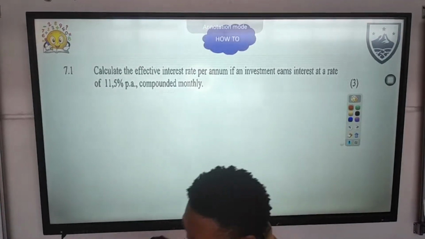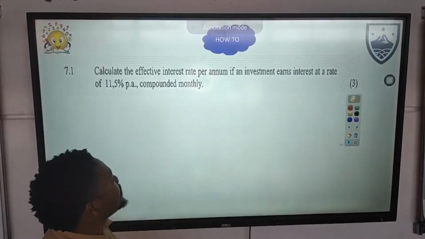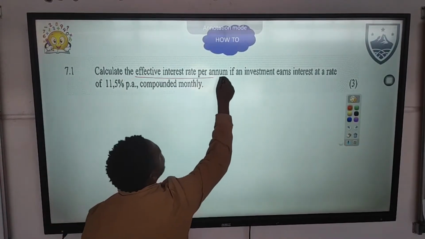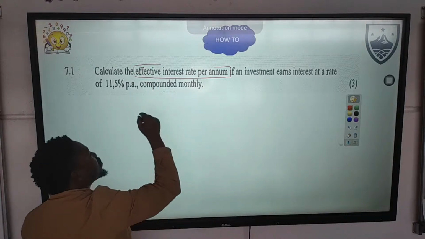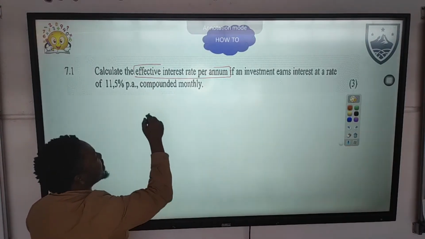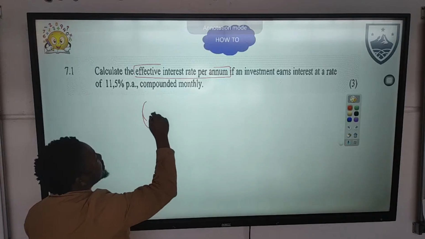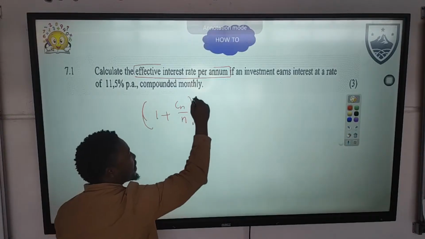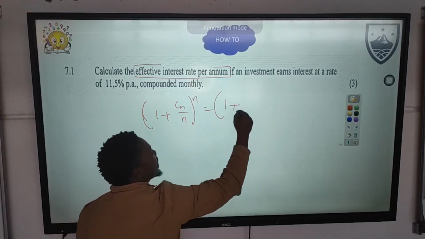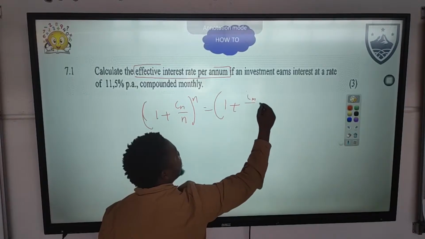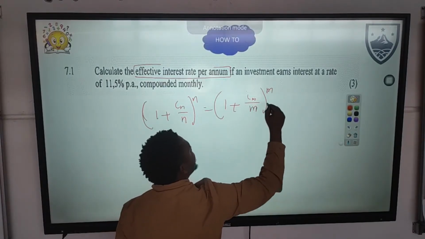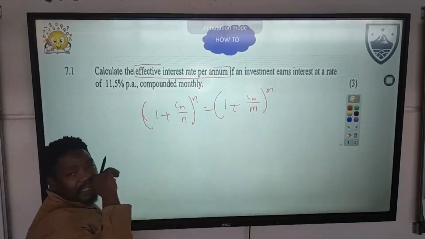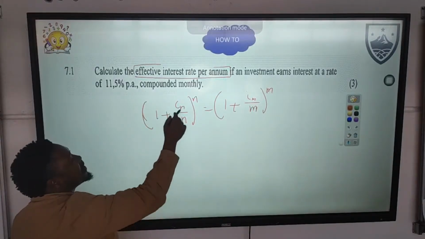For effective interest rate, the formula now becomes a bit special, because effective interest rate is the interest rate per annum. So it means that the same formula that we had, that had 1 plus i to the power of n over n to the power of n equals 1 plus i to the power of im divided by m multiplied by n. When it comes to the effective interest, I'll still use the one with m on the other side.